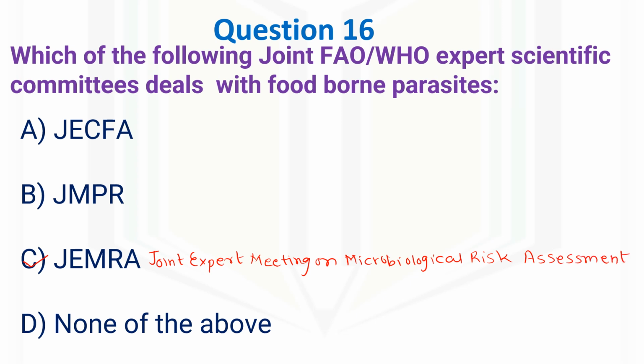So these meetings began in the year 2000, and it aims to develop and optimize the utility of the microbial risk assessment, and it controls the microbial hazards in the food. That's why it deals with the foodborne parasites or any type of microbial hazards in the food. Now JMPR stands for Joint FAO or WHO Meeting on Pesticide Residue.